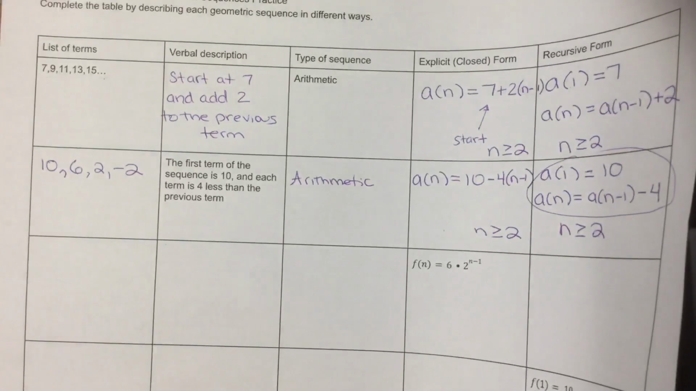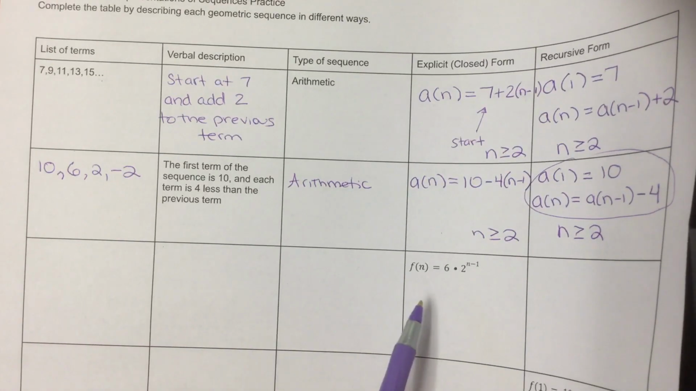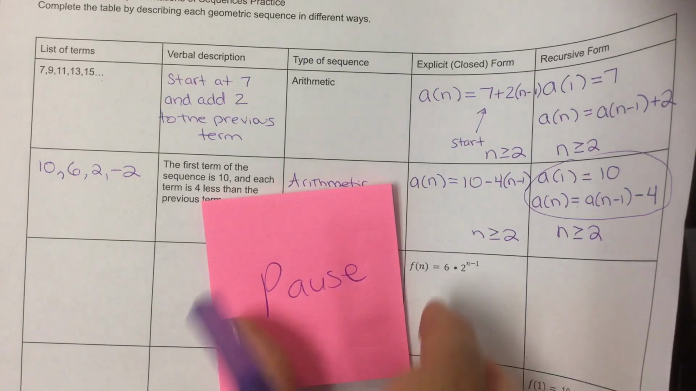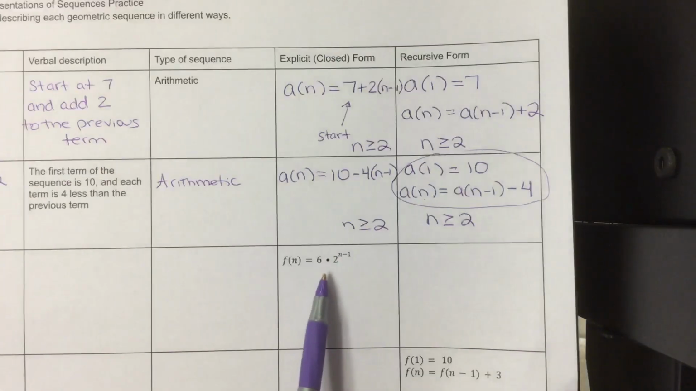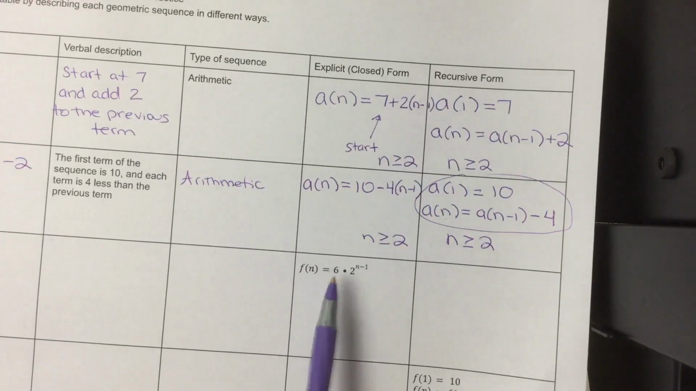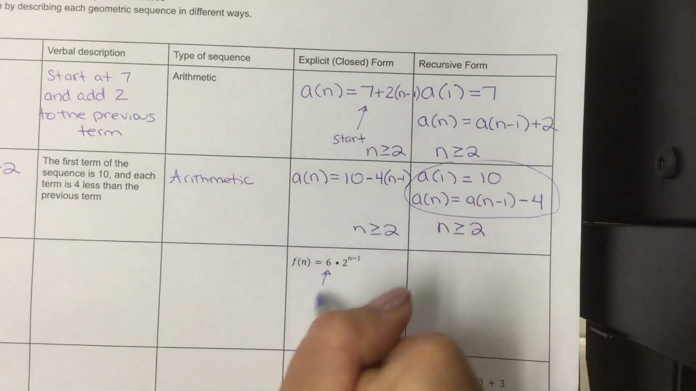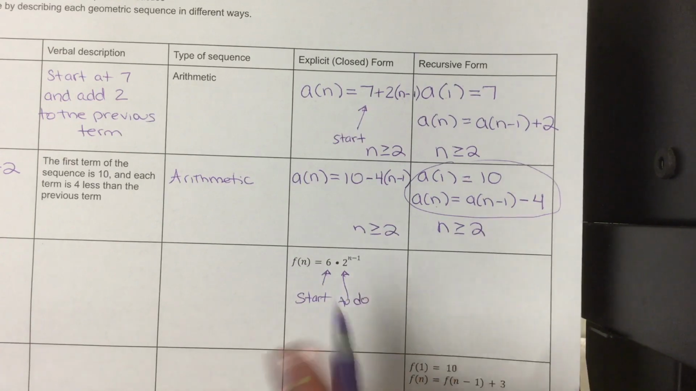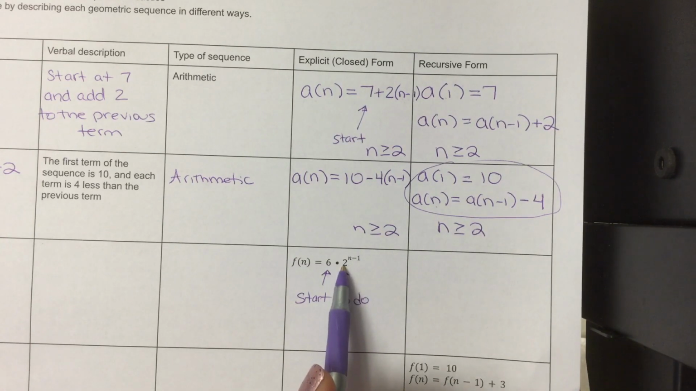Okay, so let's see. On this example 3, you're going to pause it and try it first. Okay, so here's my closed formula. So a closed formula always tells you where to start and what to do. I'm going to multiply by 2 each time.